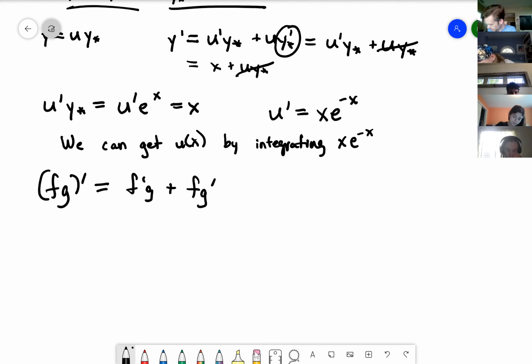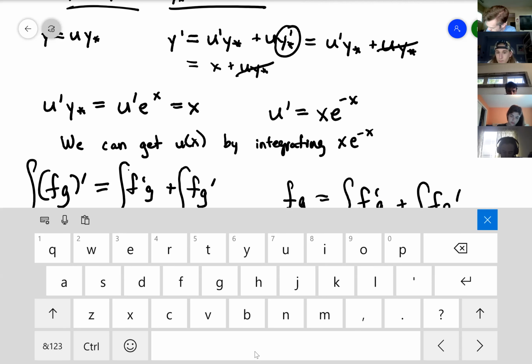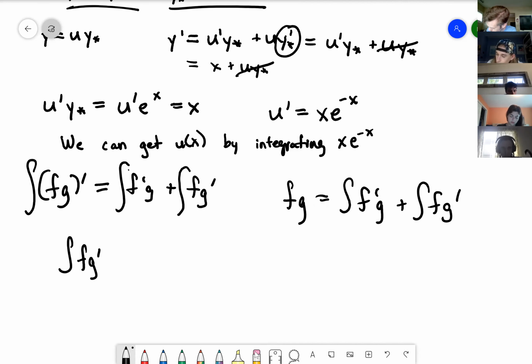And so we rewrite this thing as, when we integrate both sides and get, by the fundamental theorem of calculus, fg is equal to the integral of f prime g plus the integral of f g prime. And so in this more familiar form, we have the integral of fg prime is equal to fg minus the integral of f prime g. You memorize integration by parts, you already knew this.